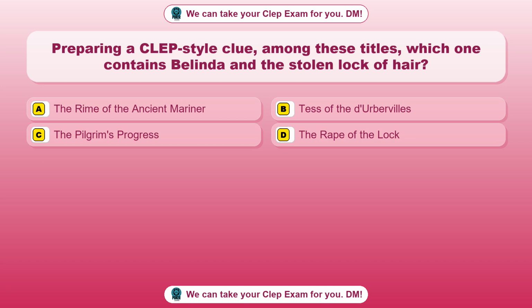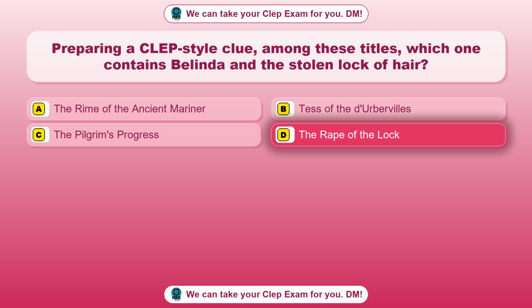Question 81. Preparing a CLEP-style clue among these titles, which one contains Belinda and the Stolen Lock of Hair? Option A, The Rime of the Ancient Mariner. Option B, Tess of the D'Urbervilles. Option C, The Pilgrim's Progress. Option D, The Rape of the Lock. The correct answer is option D, The Rape of the Lock.